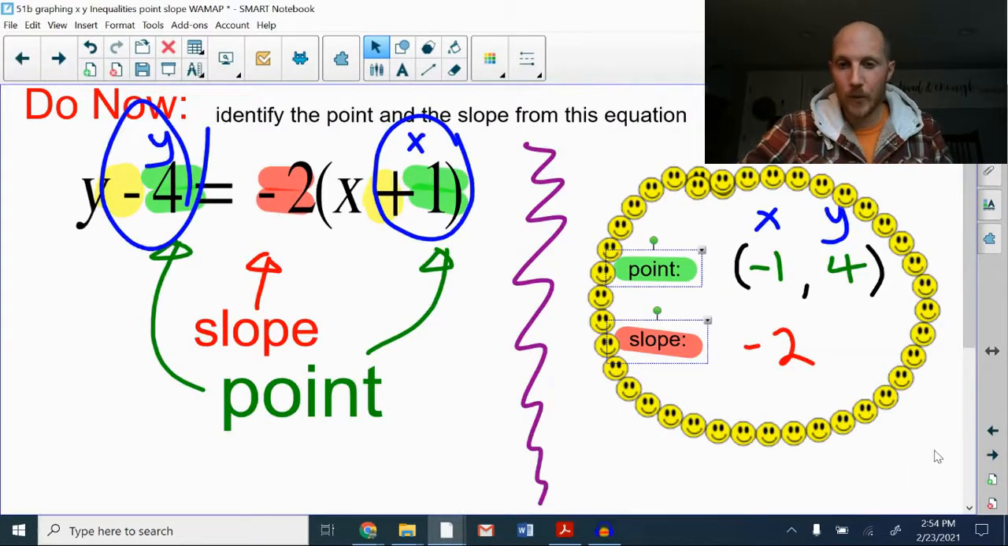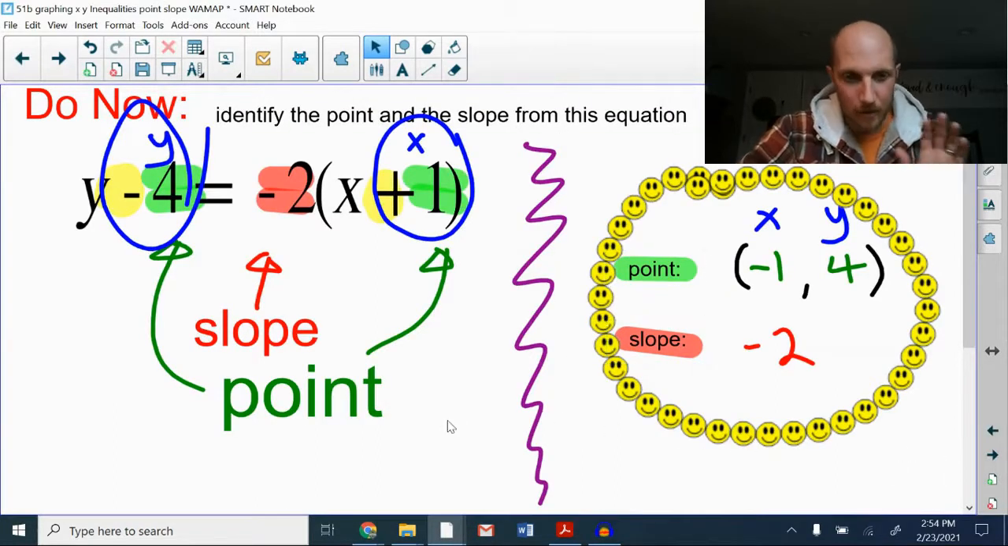All right, so here's what we got. The point is highlighted in green. Both are circled in blue. So inside the parentheses, where the x is, that tells us where we're going to look for the x coordinate. In point slope form, the equation always has the opposite sign of the actual coordinate. So the equation says +1. We're going to have to change that to -1 right over here.